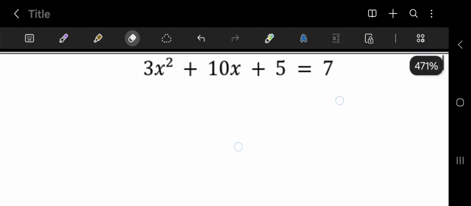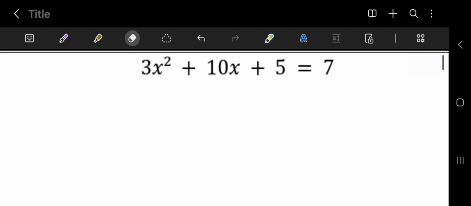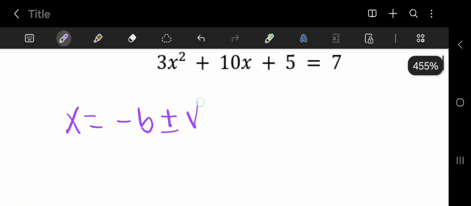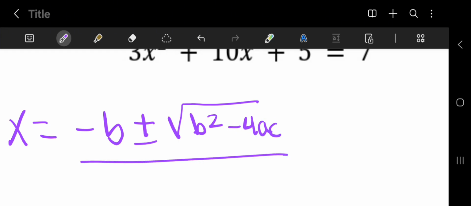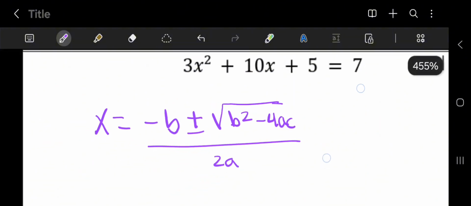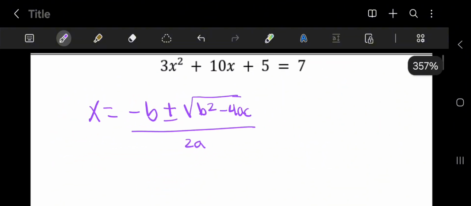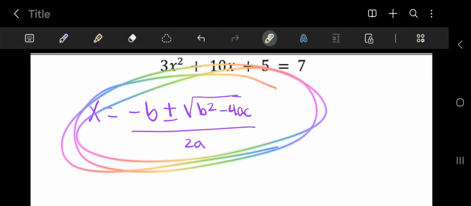Okay guys, for this equation right here, we're actually going to have to use the quadratic formula. If you don't have that memorized, you probably should eventually, but for right now, I'll just give it to you. So the full equation is x is equal to -b plus or minus the square root of b squared minus 4ac, all over 2a. That is the quadratic formula. You will most likely want to have all of this memorized.